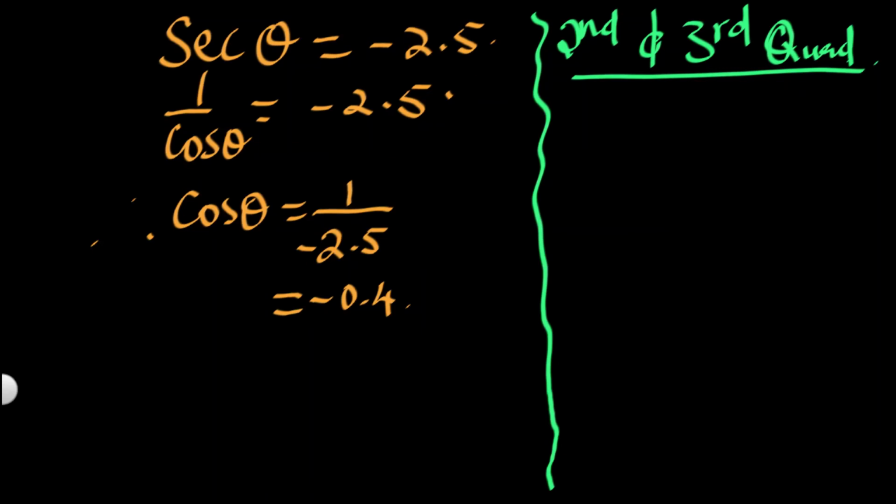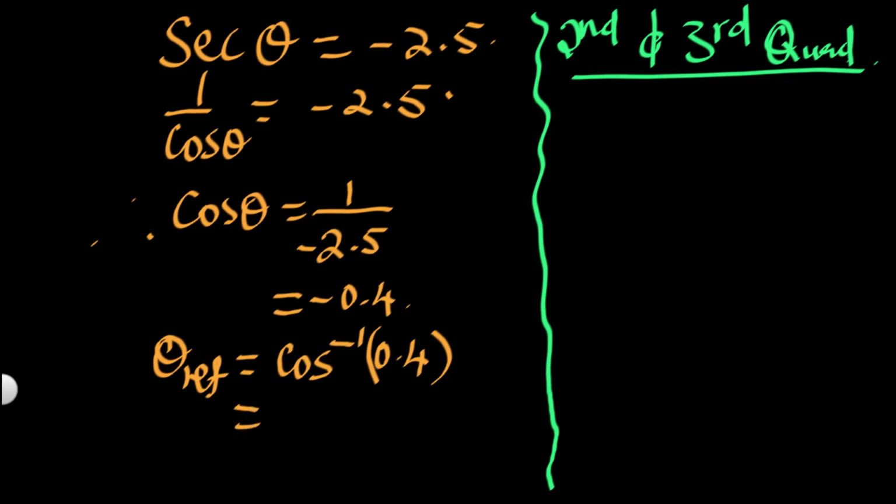Now, from here, let me look for a reference angle. So theta ref, the reference angle, by the way, will be arc cos. I'm using the arc function now, arc cos 0.4. Please see that I'm not using minus 0.4 when looking for my theta ref. I'm using a positive ratio here, a positive 0.4. And if I punch in my calculator, arc cos of 0.4, a positive 0.4, I get 66.422 degrees. This is my theta ref.